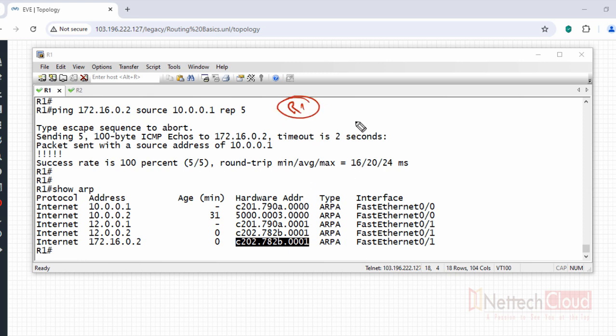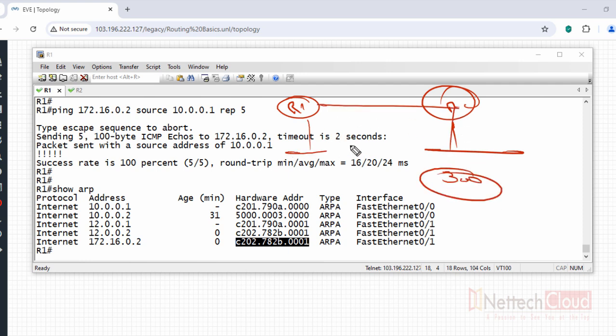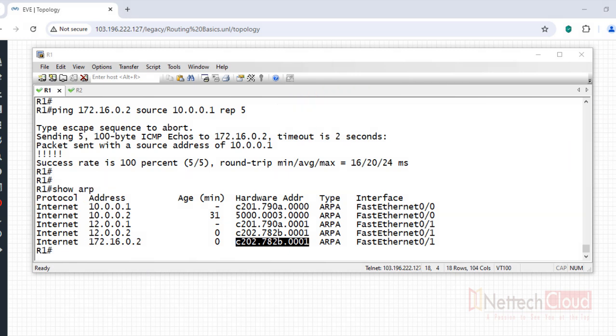But again, it's not a very good practice, right? Why? Because let us assume there are 200, 500, 300 host devices connected to the segment. So every time R1 will send the ARP broadcast message, who is 172.16.0.3, who is 172.16.0.4, 5, 6, 7, 8, 9 and so on, right? And every time R2 will respond with its own MAC address. Too many entries in the ARP cache table, right? So better to change the routing, not going this way.